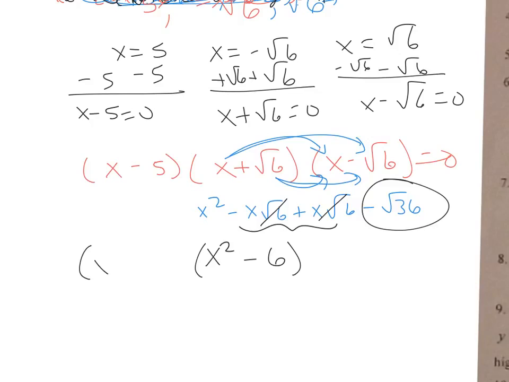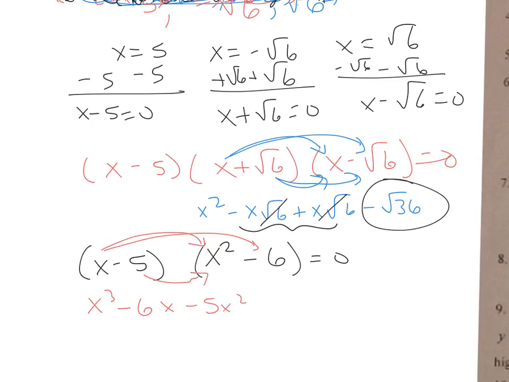And now I'm going to multiply that by x minus 5. All right, so I have x times x squared is x to the third. x times negative 6 is negative 6x. Negative 5 times x squared is negative 5x squared. Negative 5 times negative 6 is positive 30. I'm just going to clean this up here, put it in the right order. I get x to the third, minus 5x squared, minus 6x plus 30, and that equals f of x.